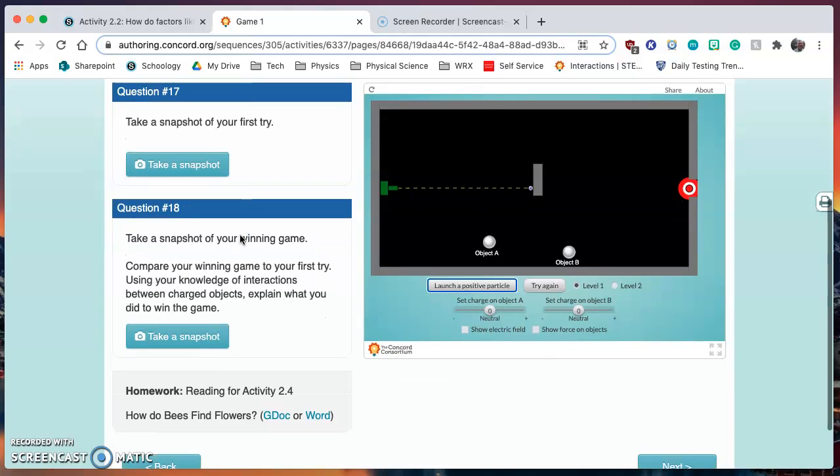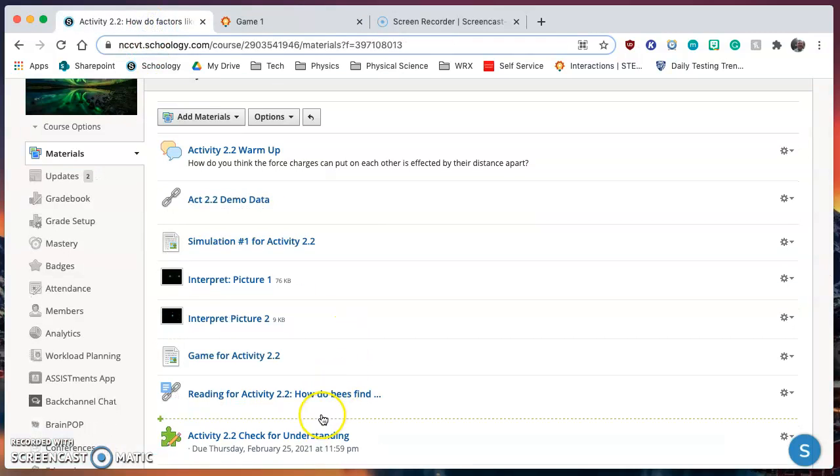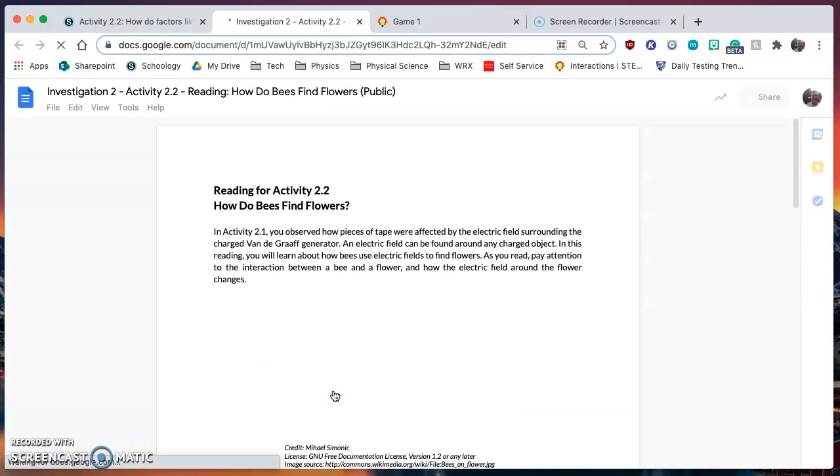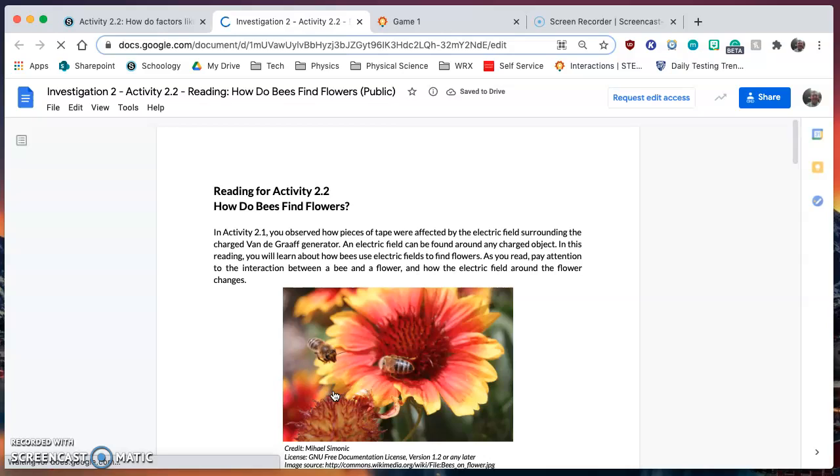All right. The last thing we're taking a look at, there is an article here. I know it's sort of hidden down here. I do have it linked, as always, right here on Schoology. And it's a cool little article about how bees find flowers.